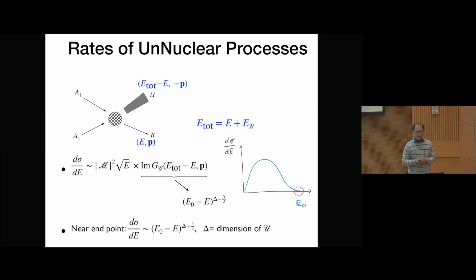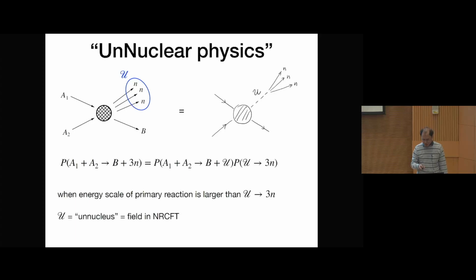So let's draw some conclusions from that. Here I'm looking at d sigma over dE, where E is the energy of the particle B. Near the endpoint, all these neutrons are moving in the same direction, and the scattering amplitude is proportional to the decay rate of this object U going to, say, 3 neutrons. So this object U is this one. But U has to be thought of as an operator in the non-relativistic conformal field theory. It's the only thing that exists here.